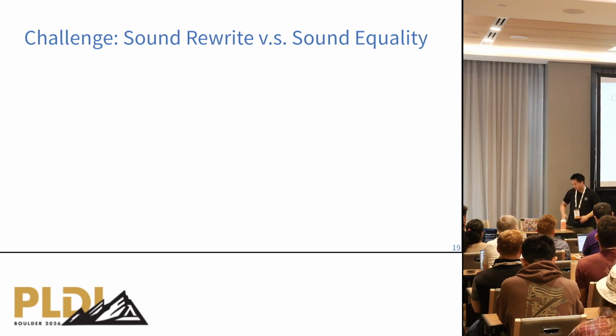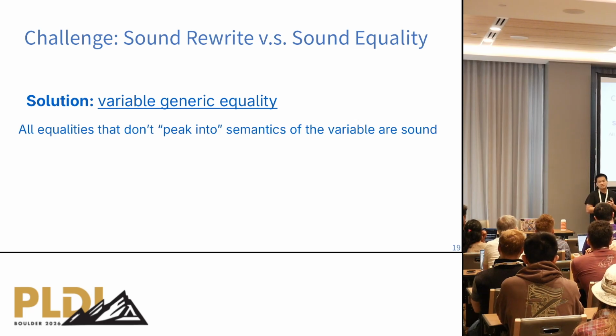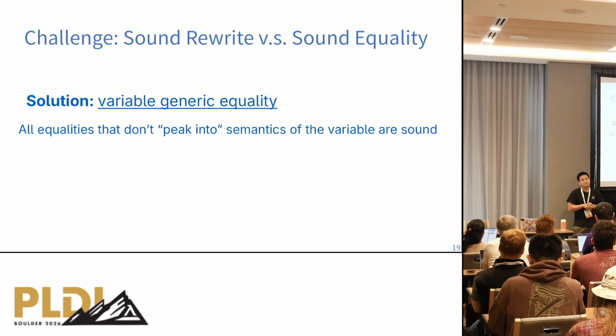So the solution: we introduce a special kind of equalities that we hope approximates the sound rewrite while being intuitive to programmers, which are called variable generic equalities. Basically, these are the equalities that don't peek into the semantics of the variable. Formally, it means assigning a value to the variable in this equality should hold regardless of what you assign to the variable. For example, x plus y equals y plus x is variable generic, but x equals tail of x is not, because the second one relies on x being a constant stream. Right?